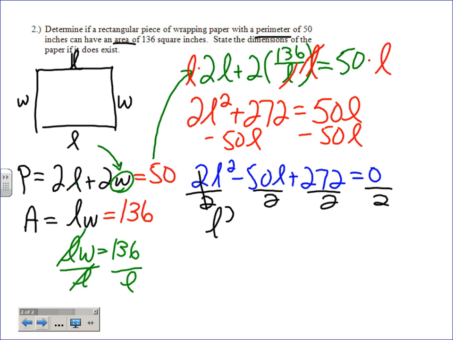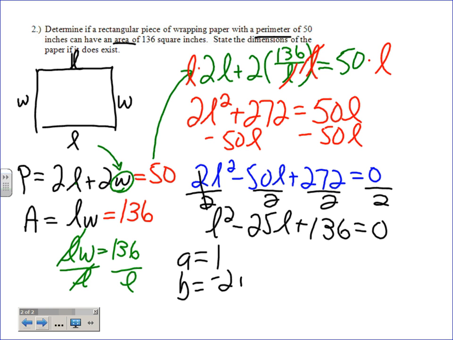So L squared minus 25L plus, right back to the 136 we had, right? Equals 0. So A equals 1, B equals negative 25, and C equals 136. Now that you have that, I would like you to try that. I will pause this for a little bit here and walk around and see how you're doing.